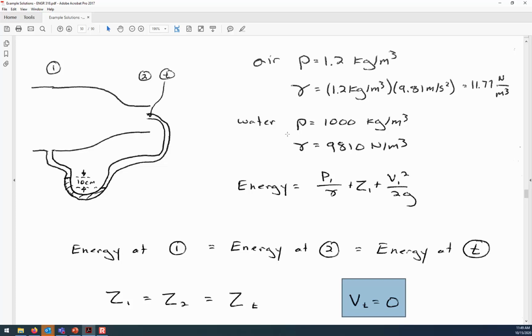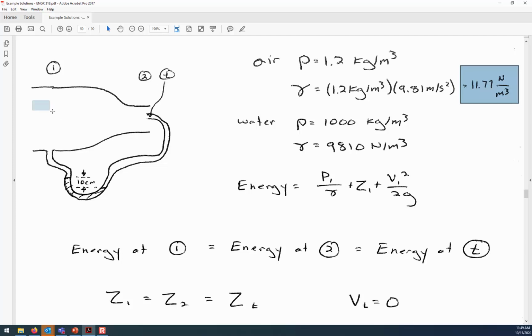So I'm just trying to look at the, yeah, the unit weight for water is 9810, and then the unit weight for the air, since the density of the air is so much lower, then the unit weight will also be quite a bit lower for the air. All right. So we're going to apply Bernoulli's equation.